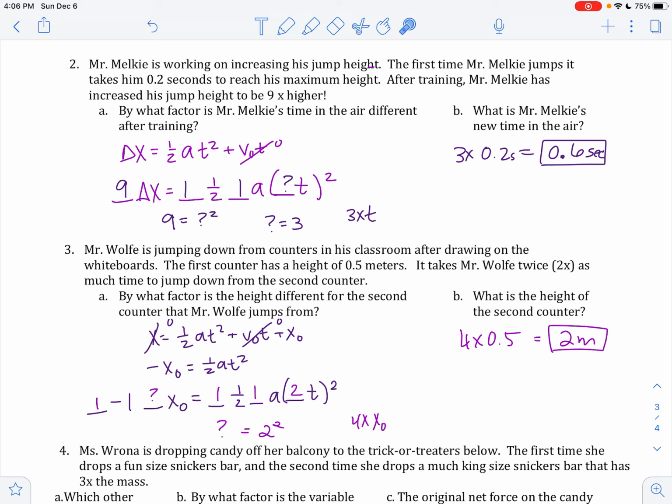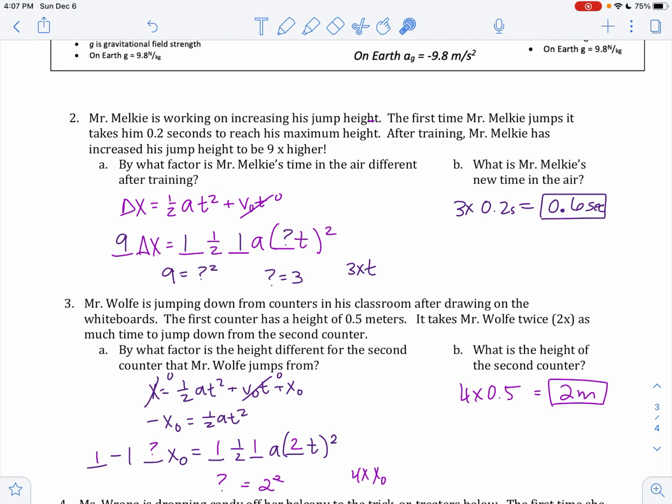All right, Mr. Melky is working on increasing his jump height. The first time he jumps, it takes him 0.2 seconds to reach his maximum height. After training, he has increased his jump height to be 9 times higher. By what factor is the time different? So for part A, we're not looking at specific numbers, so ignore this for right now. We're looking at the 9 times higher.